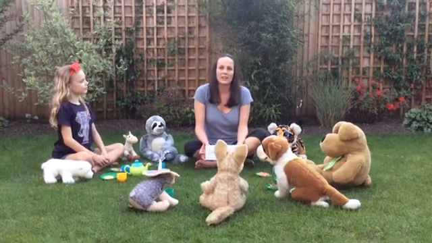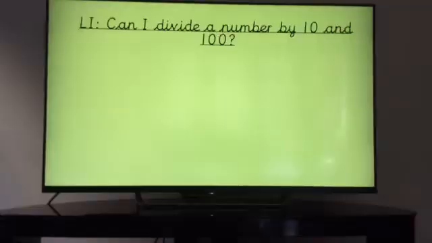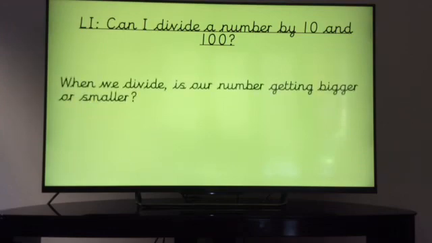Let's go and check out the LI for today in the meantime. So, our LI today is, can I divide a number by 10 and 100? First of all, when we divide, does our number get bigger or smaller? Have a think. That's right, the number gets smaller. Now, before we look at dividing by 10 and 100, let's warm up our brains with some general division.